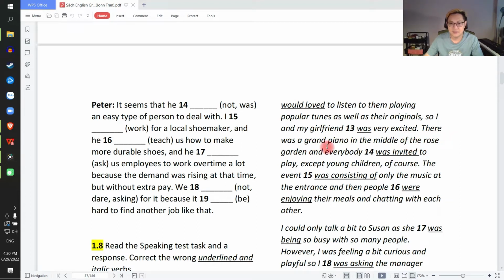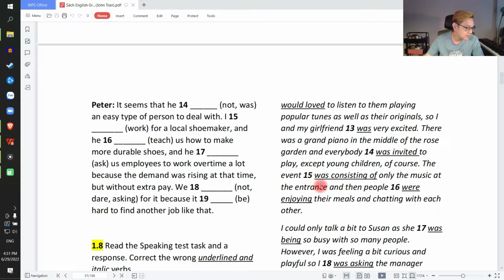There was a grand piano in the middle of the rose garden, and everybody was invited. Correct. Số 14 là đúng. Everybody was invited. So everybody is treated like a singular thing. Yeah, it's singular. Cái chữ everybody để tính với số ít nha. Cho nên là was invited là đúng. Mọi người đều được mời to play except young children, of course.